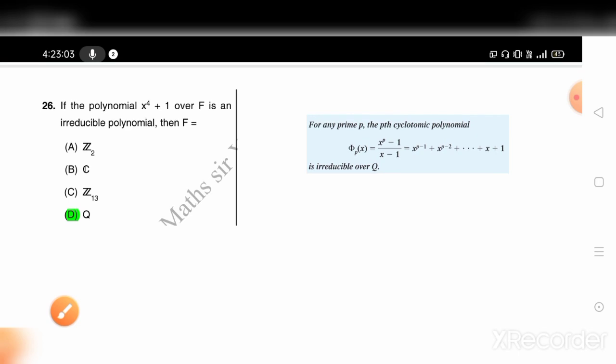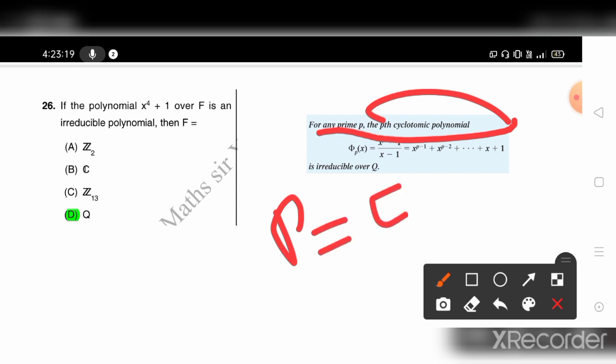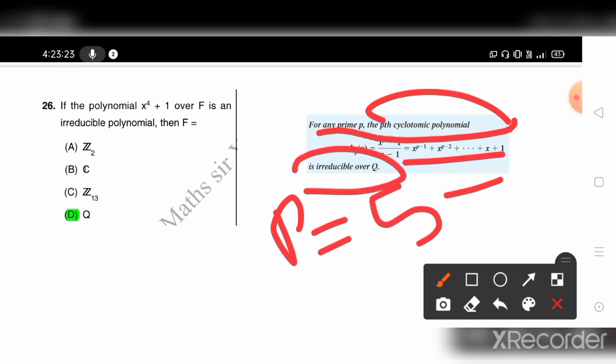Next question. If the polynomial x raised to 4 plus 1 over F is an irreducible polynomial, then F, here is one formula, the nth cyclotomic polynomial, that is x raised to p, here p is given 5 and other is 0, so irreducible over Q, that is over Q. Option D is correct.